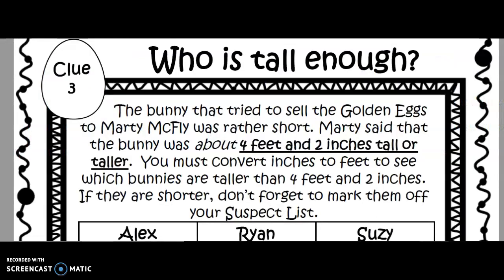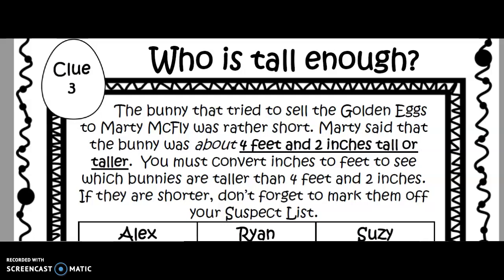So for clue 3, hopefully you have eliminated 2 of our suspects. The next question is, who is tall enough? The bunny that tried to sell the golden eggs to Marty McFly was rather short. Marty said that the bunny was about 4 feet and 2 inches tall, or he could have been taller. You must convert inches to feet to see which bunnies are taller than 4 feet and 2 inches. If they are shorter, don't forget to mark them off your suspect list.